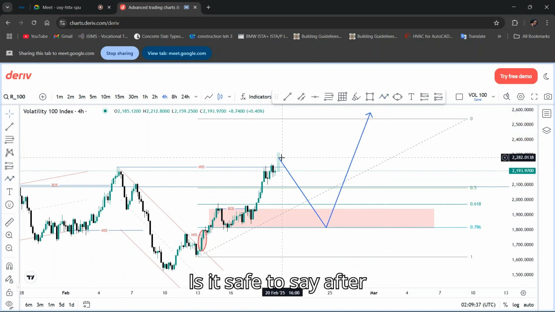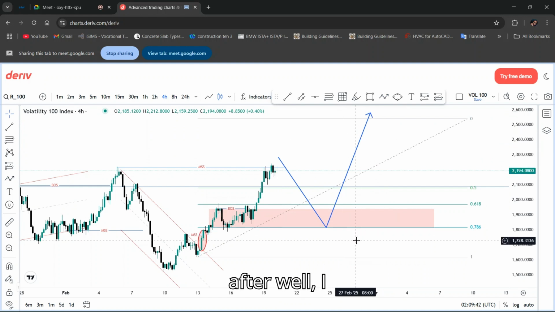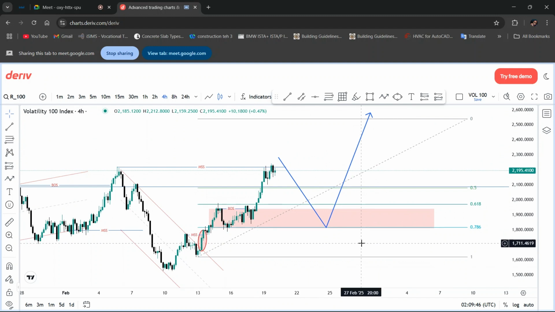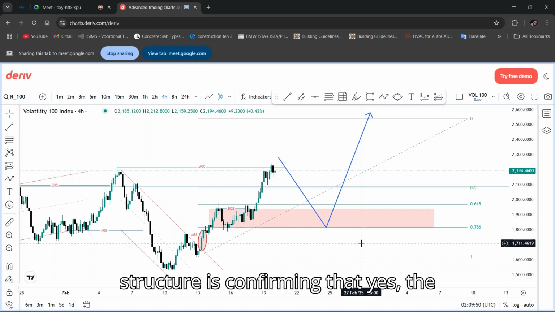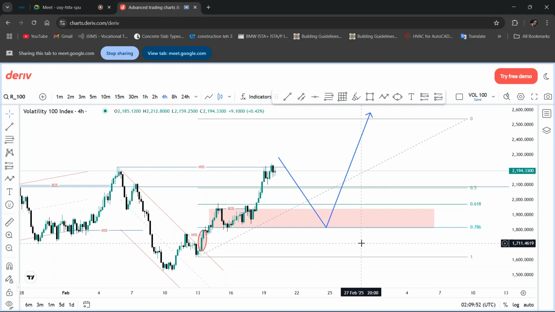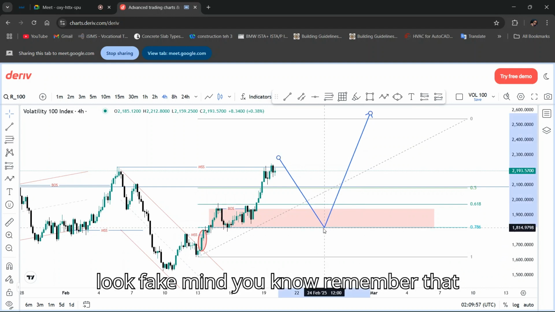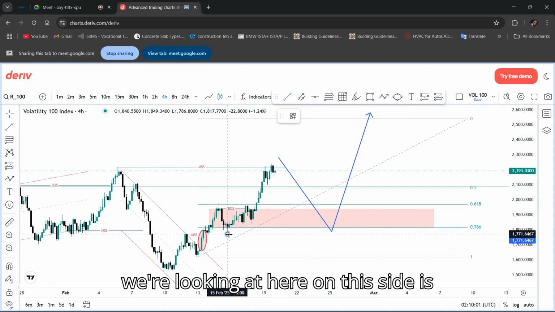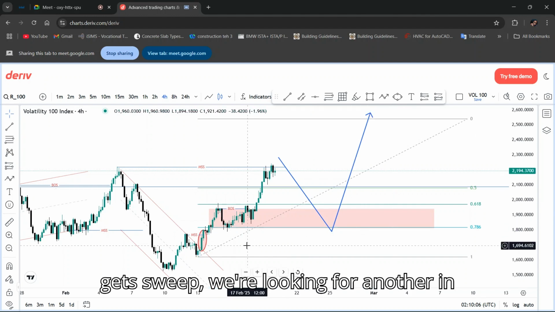Is it safe to say that after a market structure shift, a break of structure is confirming that the market is going in the direction of the shift? Yes, it's confirming it. So you can look for it. Mind you, remember that the market has to sweep liquidity, and what we're looking at here on this side is some liquidity. So after the liquidity gets swept, we're looking for another.